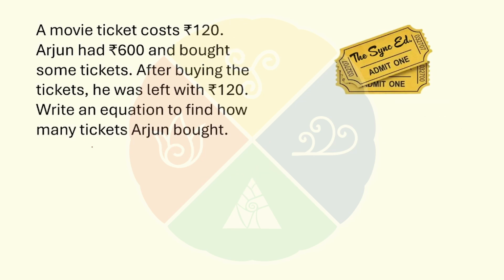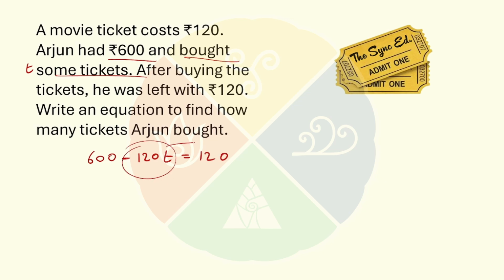One more problem. Try to find the answer for this. Pause the video and try to find the answer. I'm also going to solve. A movie ticket costs 120 rupees. Arjun had 600 rupees. He bought some tickets. I don't know how many tickets he bought. Let's assume that he bought T number of tickets. One ticket is 120, so T tickets will cost 120 into T. And after that, he has 120 rupees left.